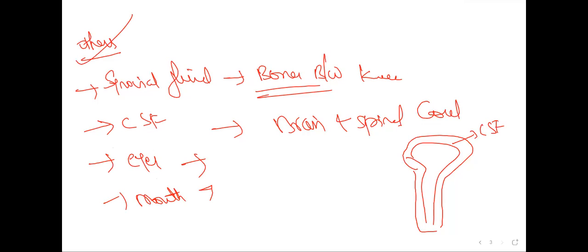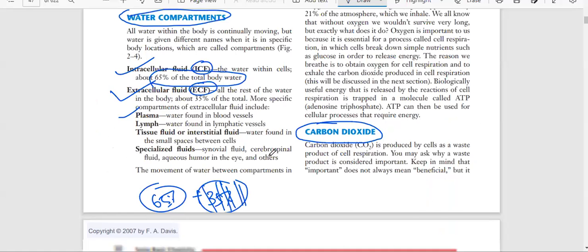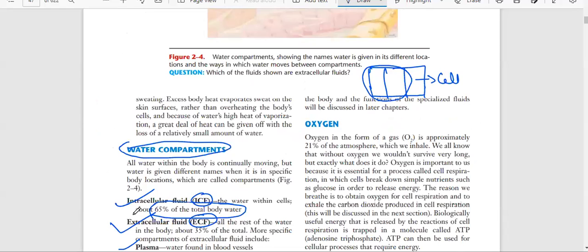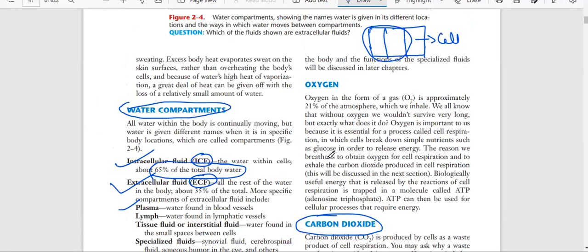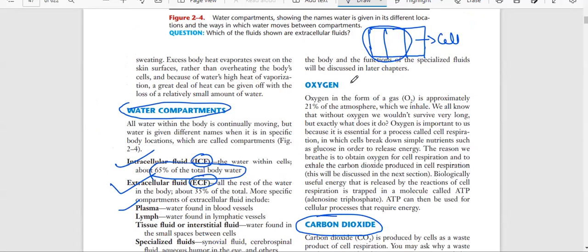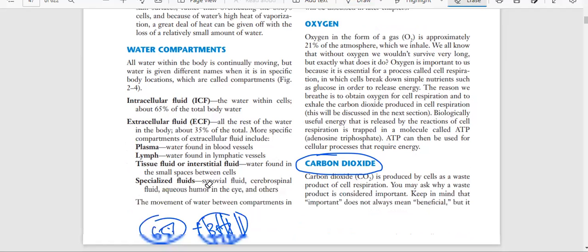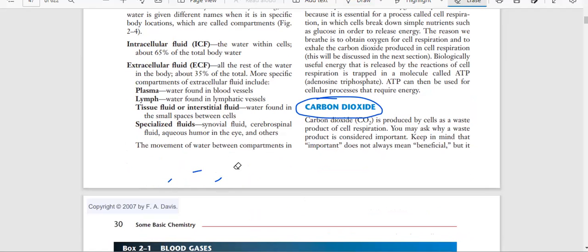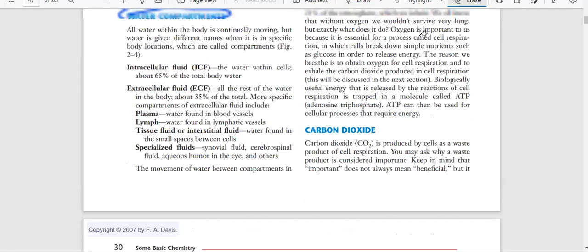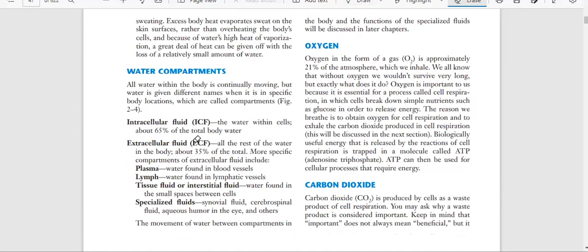How the movement of water between compartments in the body, and the function of specialized fluids, will be discussed in later chapters, including how these fluids interchange their location. So I hope you understand this. If any query, you can ask in the group.